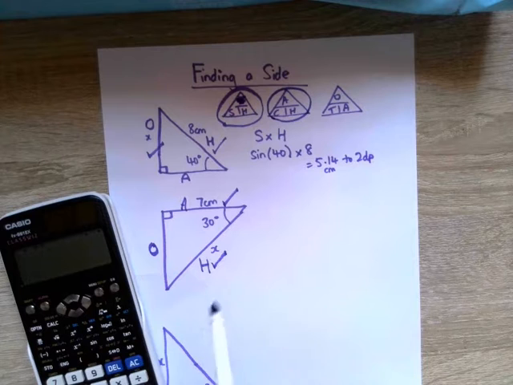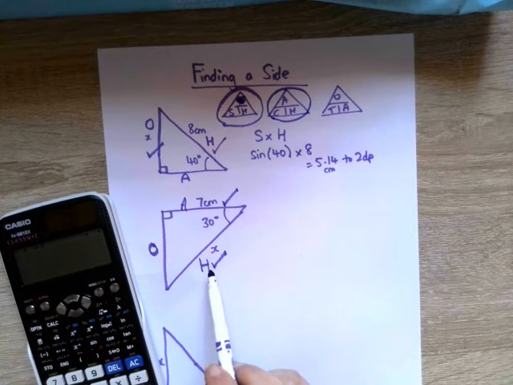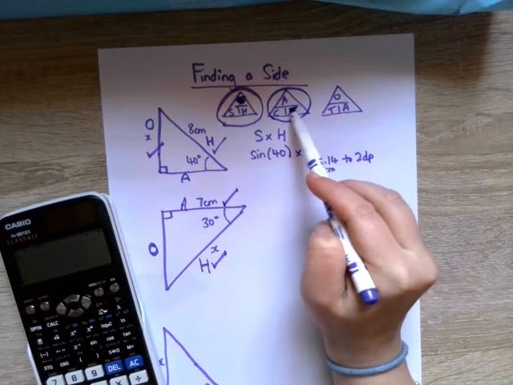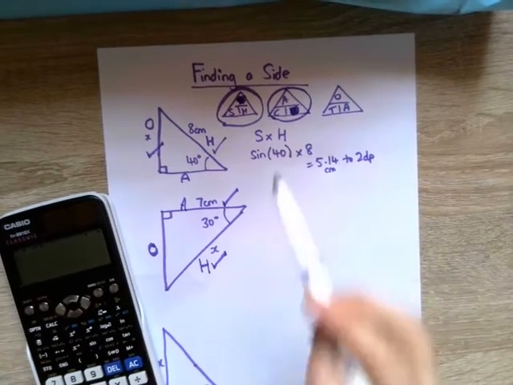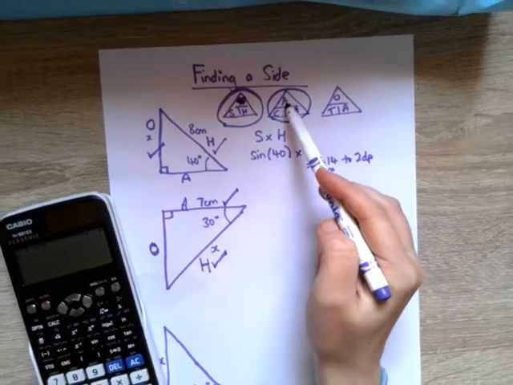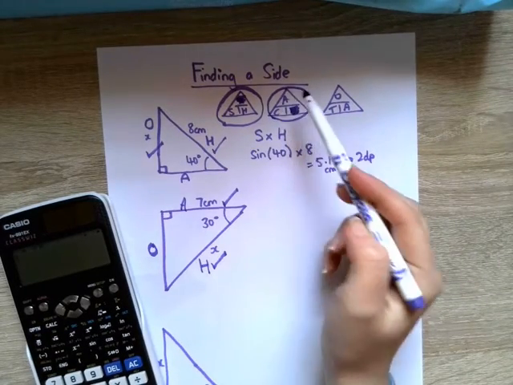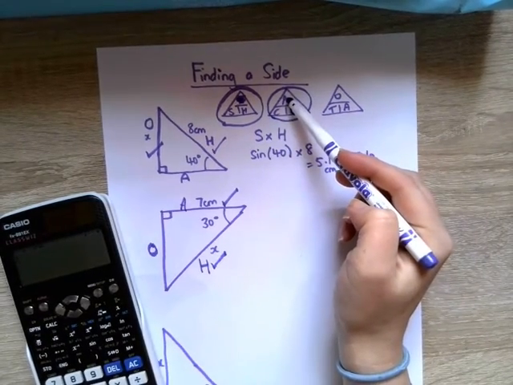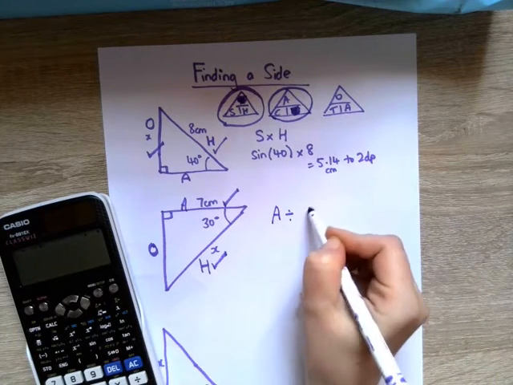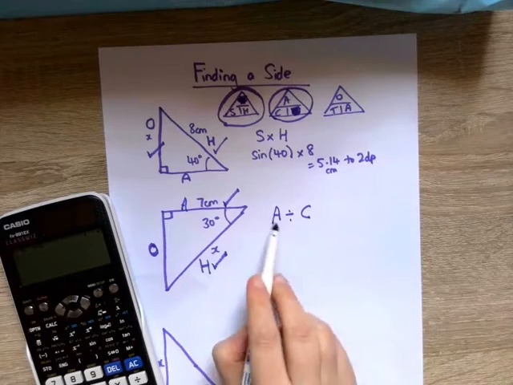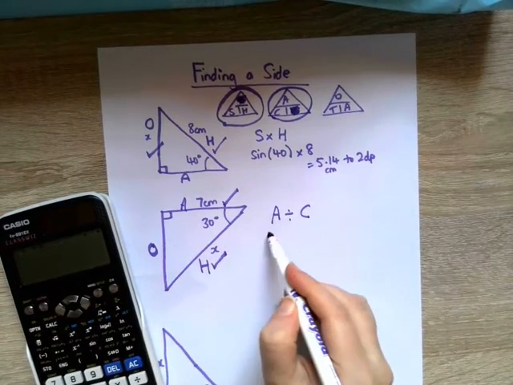Right, this time I'm trying to find the H, so that's this one here. If I cover that up, this time you can see they're not next to each other on the bottom anymore, they are one above the other. So that means that we're going to have to do a division. Always start with the one on the top and divide it by the one underneath. So it's going to be A divided by C. A is this side here, which is 7.